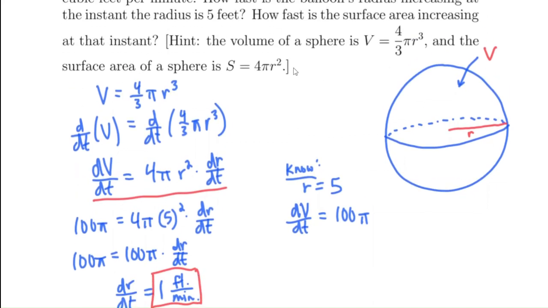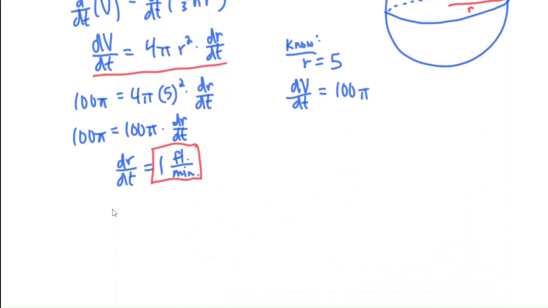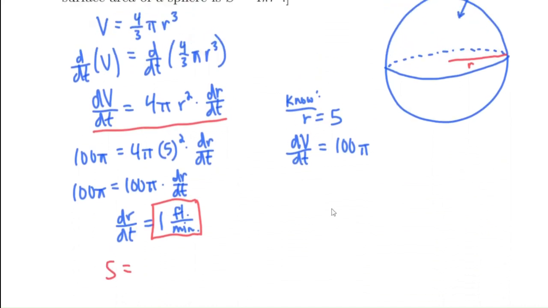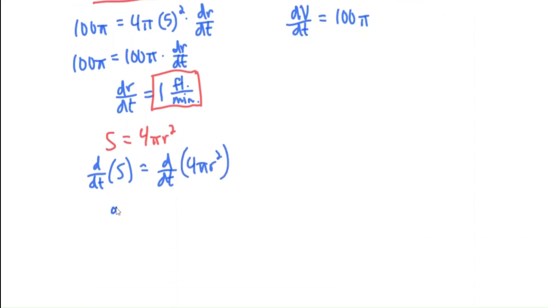Now, the second question says, how fast is the balloon's surface area increasing at that instant? And we have a formula here for the surface area. S is equal to 4 pi r squared. And now we're going to take the derivative of both sides of this with respect to t. The derivative on the left-hand side is just going to be dS/dt. The derivative on the right-hand side, well, the derivative of 4 pi r squared, we bring the 2 out front. We get 8 pi r to the 1, but then times dr/dt.